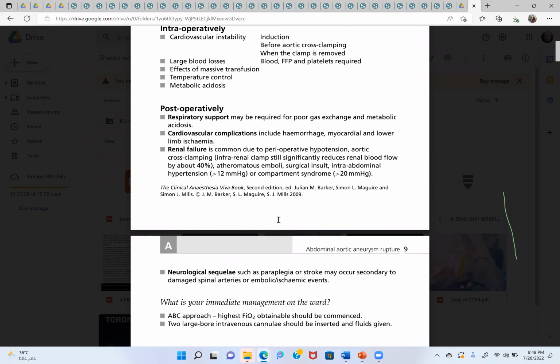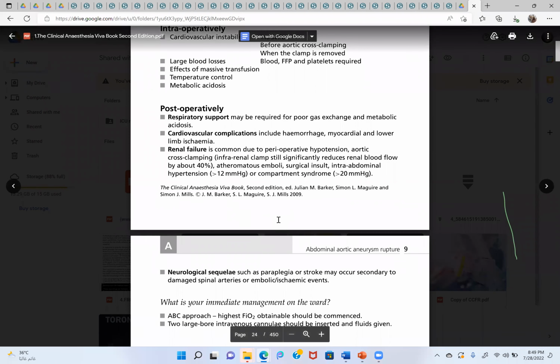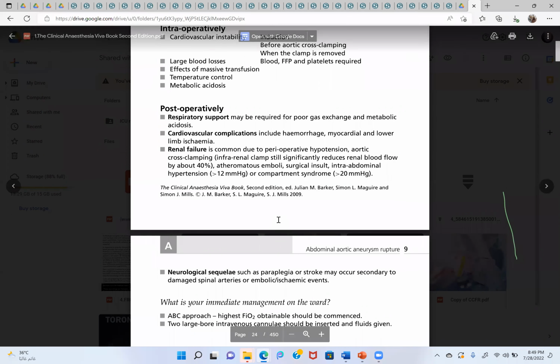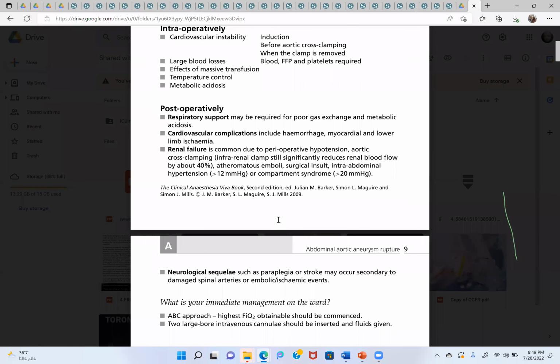So post-operative cardiovascular sequelae can occur, like hemorrhage, myocardial and lower limb ischemia because of the clamp or because of residual problem. And then another thing in addition to bleeding, they have not written here, is embolism. Because this aneurysm, before it ruptures, can have embolic phenomena as well. Okay. So this is another problem.